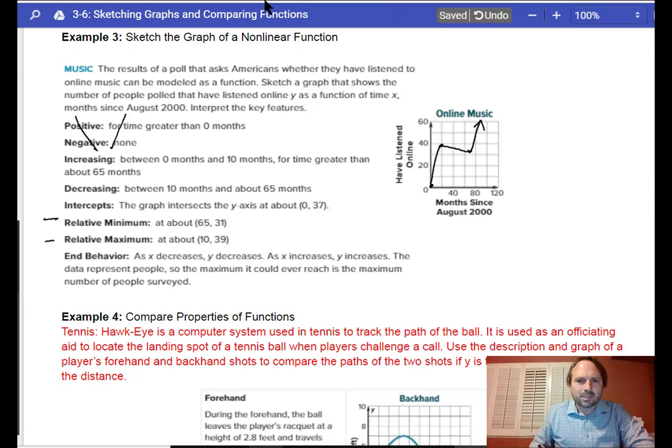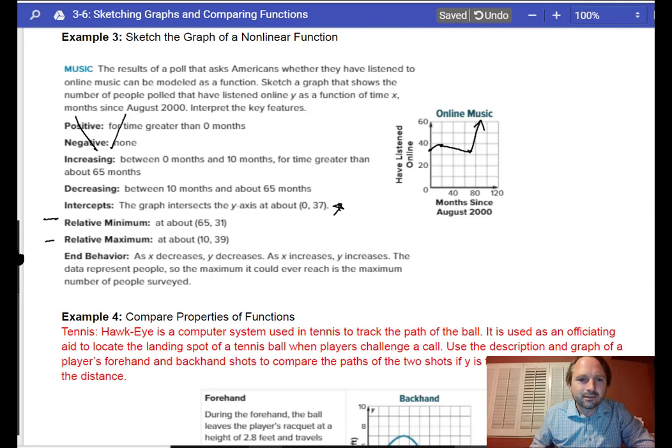And the intercept is at 0, 37. Oh, well, that doesn't work. I have to erase that one. The intercept isn't at 0, 0. It's at 0, 37, so it's right about here, and it's going up. Okay, cool, I satisfied that.